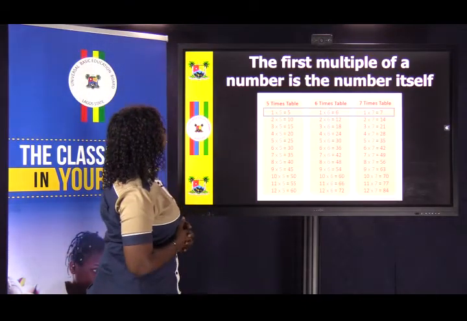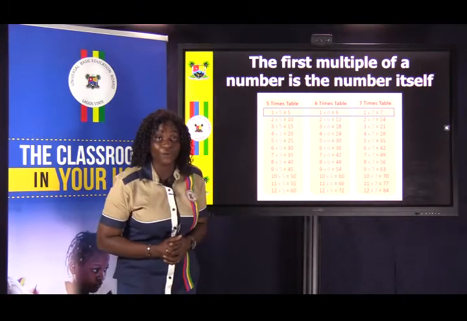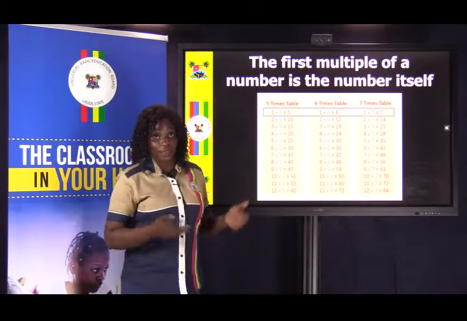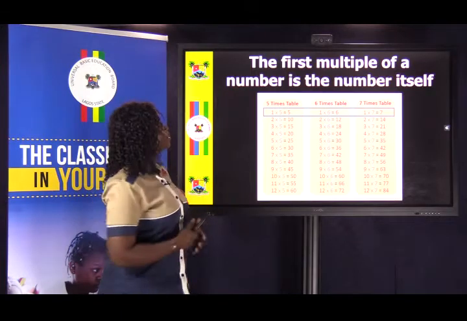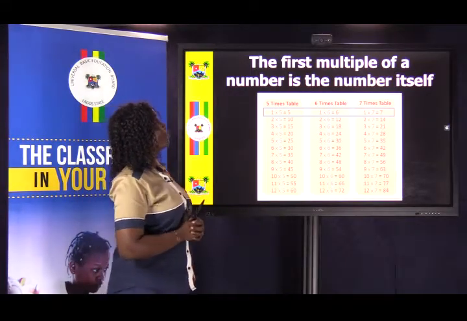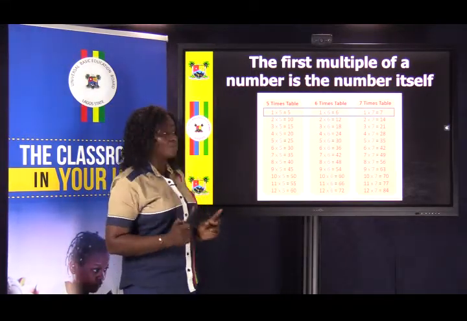The first multiple of a number is the number itself. 1 times 1 is 1. 2 times 1 is 2. 3 times 1 is 3. So the first multiple of a number is the number itself.